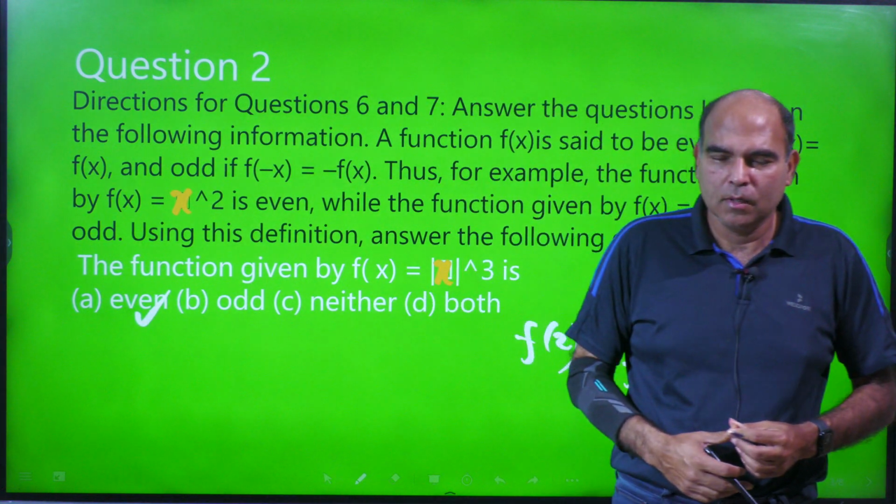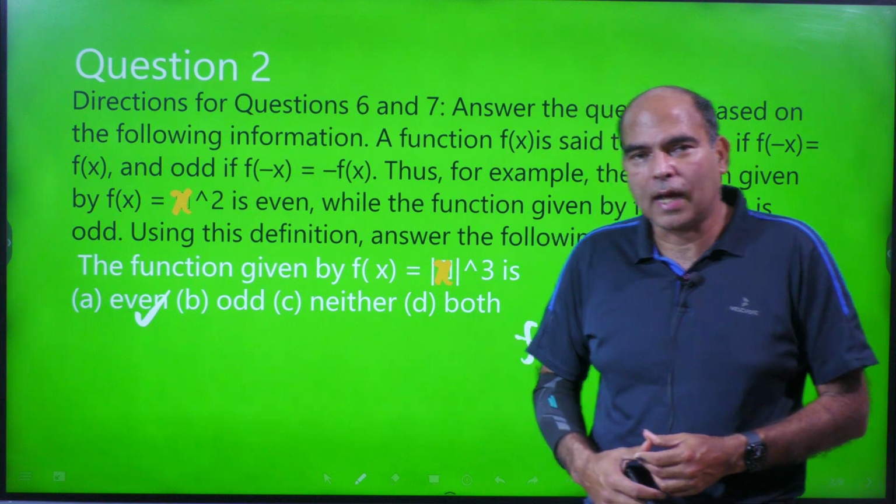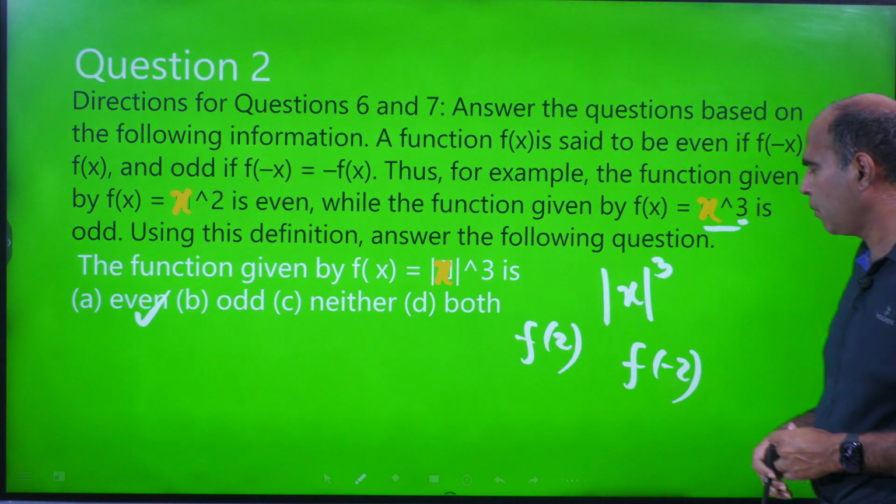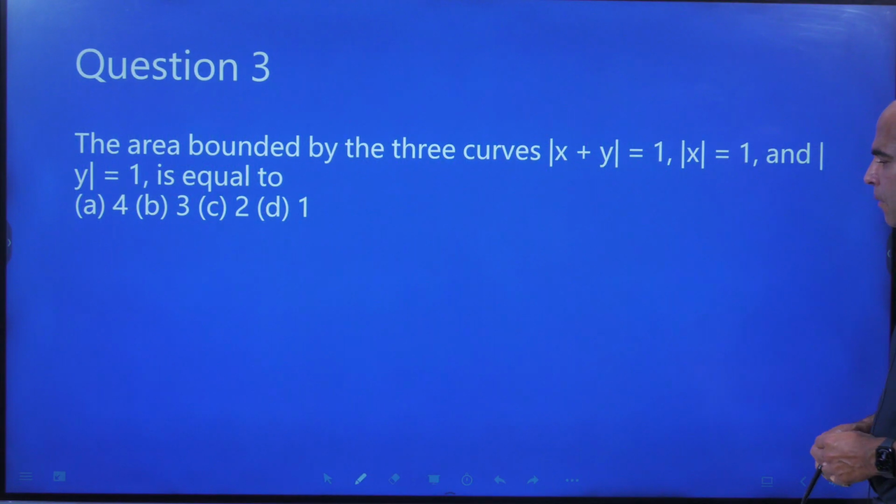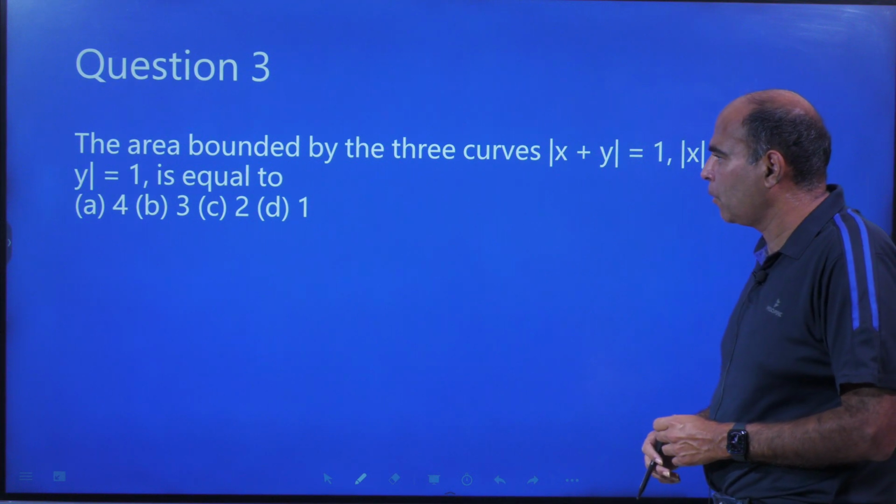And from time to time, you will see that the CAT does use even and odd functions very commonly, and not just CAT, even other exams use even and odd functions very, very commonly.